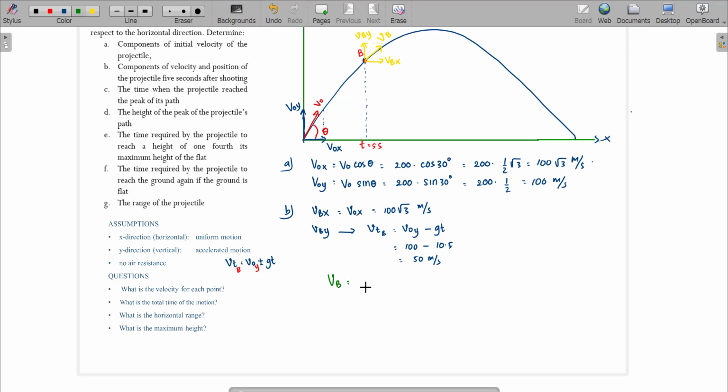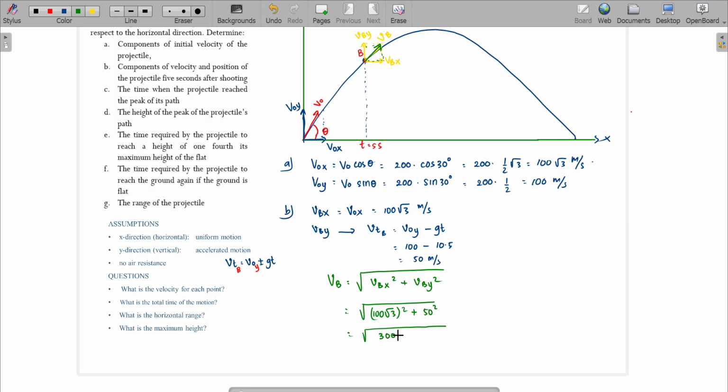The velocity at B, using Pythagoras, is the square root of VBx squared plus VBy squared. Right? This is a vector. So you use Pythagoras: the square root of VBx squared plus VBy squared. The result: VBx is 100 root 3, squared, plus 50 squared. The root of root 3 squared is 3.